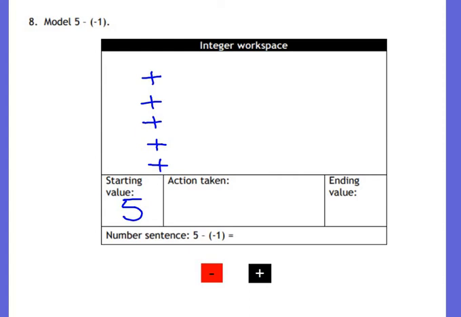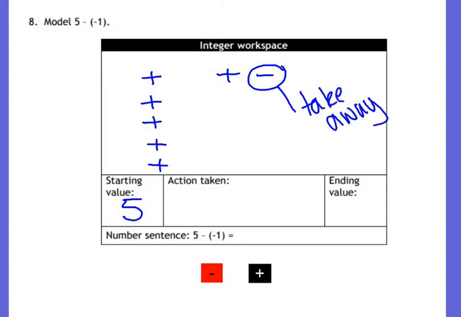Add a 0 pair. How many 0 pairs would make this helpful? 1. Okay, now do I have a -1 chip to take away? Yes. Does this currently still say a +5? Yes. Yes, that's what I wanted it to say. But once I remove this -1 and take it away, now what does it say? +6.